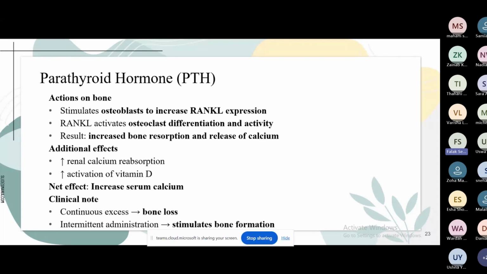If someone asks you what is the function of parathyroid hormone, it is responsible for increased bone resorption and release of calcium from bone, because it stimulates the osteoblast to secrete RANK ligand, which ultimately causes osteoclast differentiation and bone resorption. If there is continuous release of parathyroid hormone, it will lead to bone loss. But when given as an intermittent administration, it has been seen to stimulate bone formation.